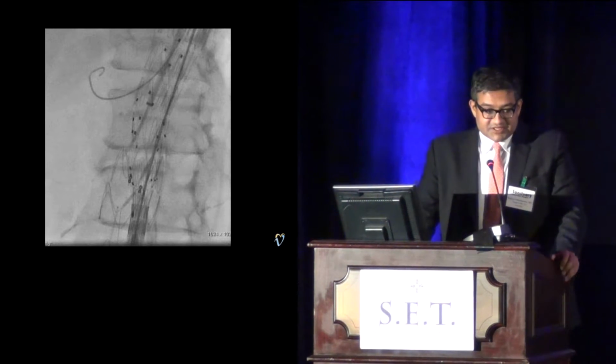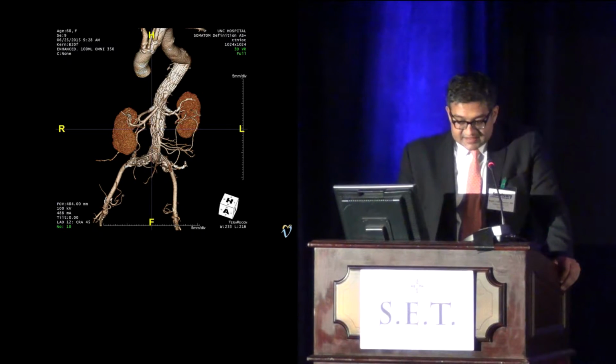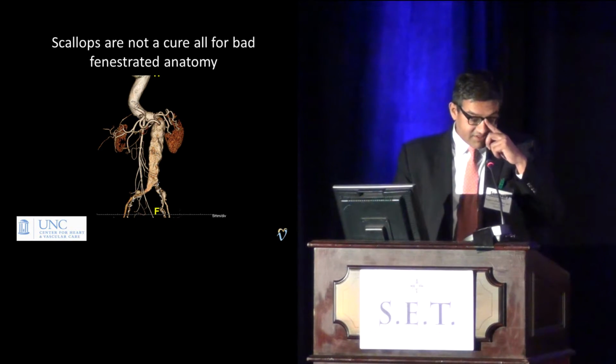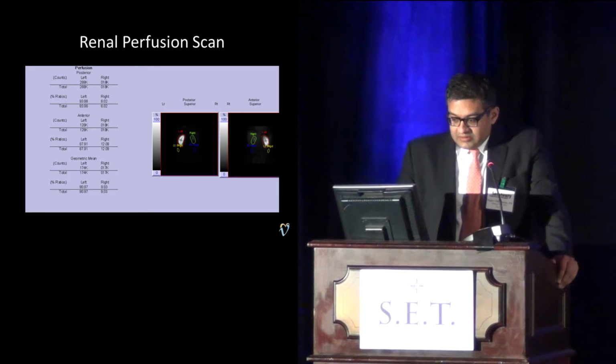This is a completion CT scan showing a complete endovascular exclusion of the aneurysm, the 4-vessel fenestrated device. However, the use of these access scallops is not a cure for all bad anatomy for the fenestrated. This is a patient in his 70s with bad CHF, not a candidate for open repair. Of note, you can see that he does have an atrophic right kidney.